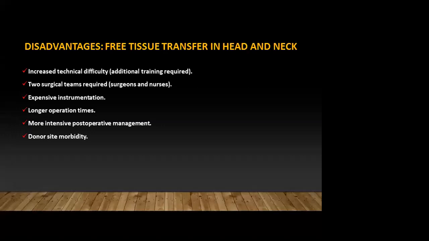Even though we have a lot of advantages, there are disadvantages too. The most important disadvantage with free tissue transfer in the head and neck area, or in any part of the body, is the increased technical difficulty. That is, we need additional training. Two surgical teams are required for the resection and the reconstruction, including the surgeons and the nurses. Expensive instrumentation is needed for the surgery, with longer operation times, more intensive post-operative management, and a chance of donor site morbidity.